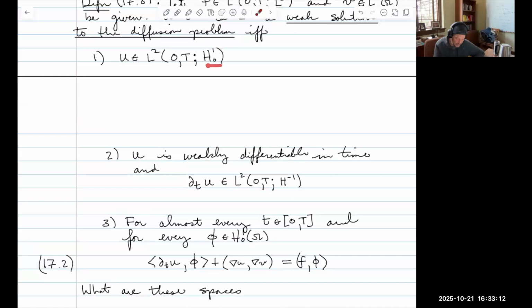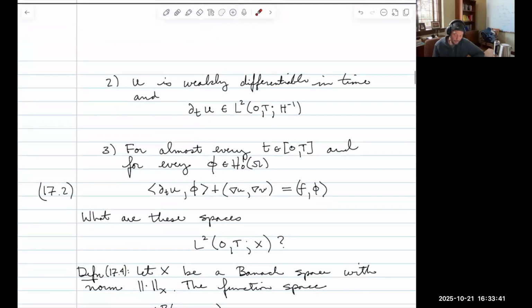So you notice that this one has spatial regularity in H01, but this one has spatial regularity in H minus 1, meaning this may be a function of time, but its values in space can be thought of as functionals rather than functions in the usual sense. So that's a bit of an oddity for the moment.